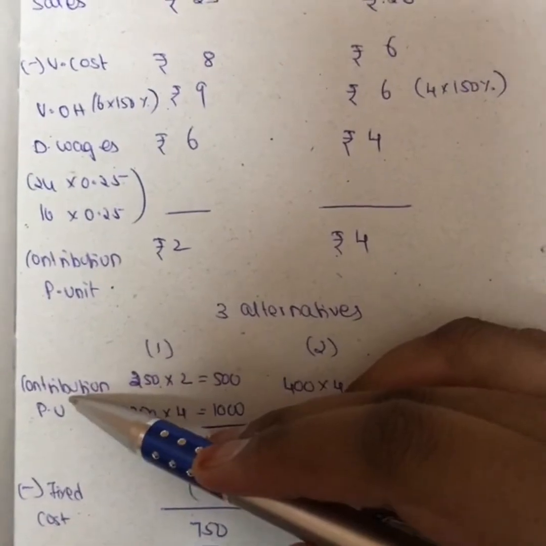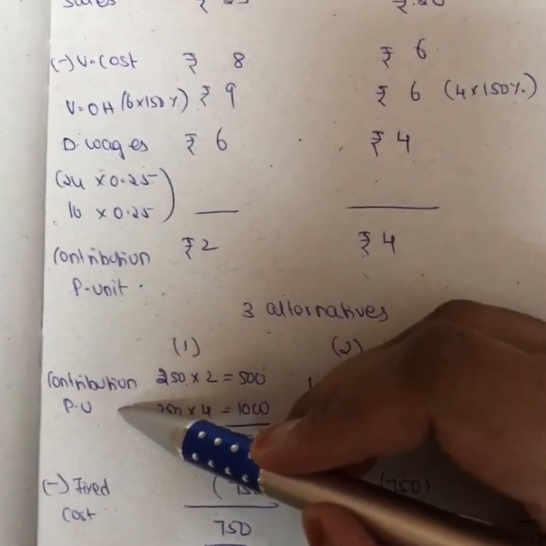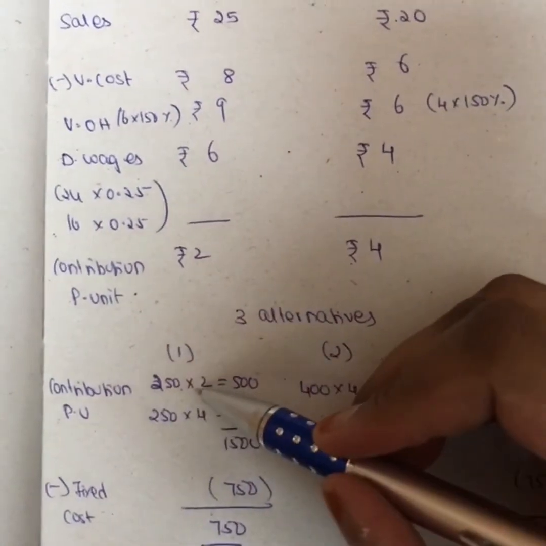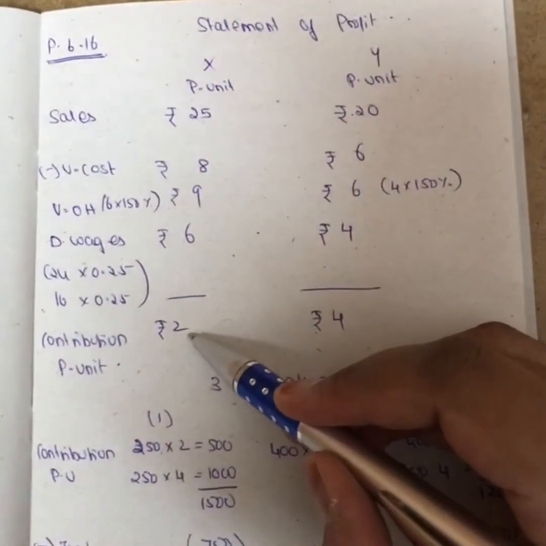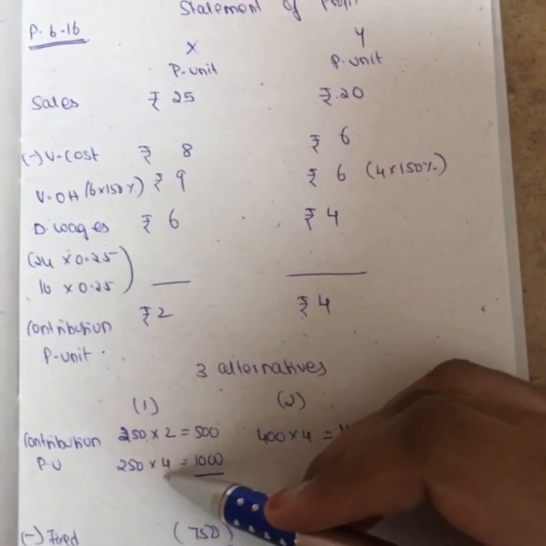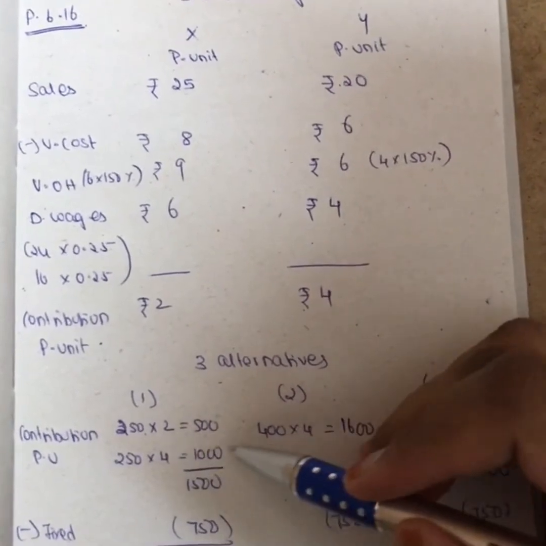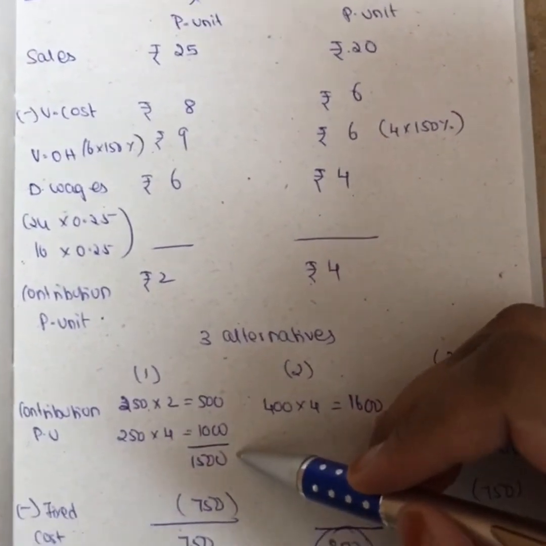Okay, alternative 1 says that 250 units of X and 250 units of Y. First is contribution, I'm writing here, since we have three alternatives, right? From here I'm taking contribution. So 250 units of X is how much? X is rupees 2. So 250 into 2, we get 500. And 250 units of Y, he said. Y is how much? It is 4. So 250 into 4, we get 1000. So the total is 1500.